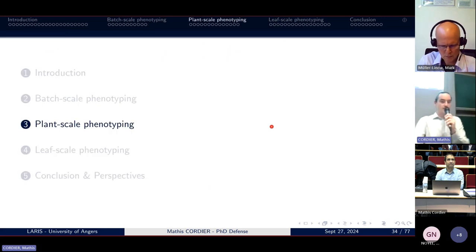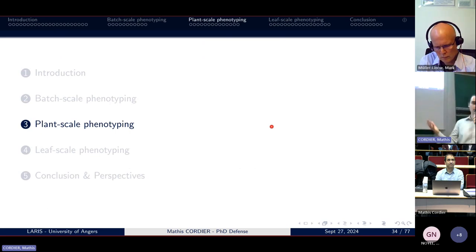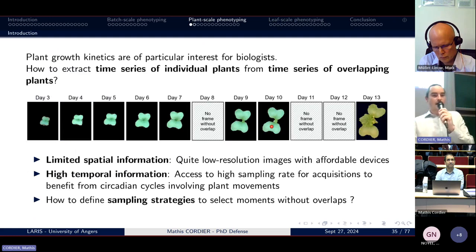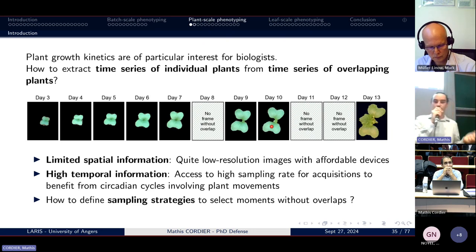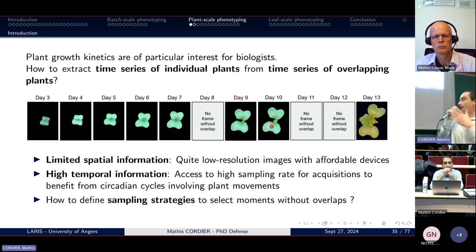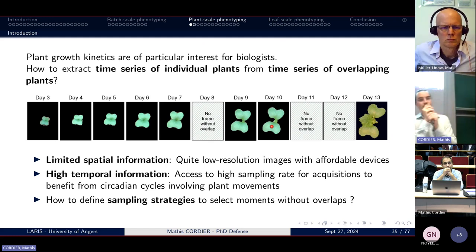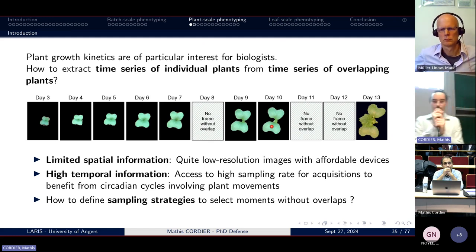So, as we said previously, sometimes we also go to finer scales, like the plant-only scale. And plant scale is very important because plant growth kinetics are of particular interest for biologists. And in this section, we will ask the question of how to extract time series of individual plants from time series of overlapping plants. And in our context, we have limited spatial resolution because we have quite low resolution images with the affordable devices that we used. But we can easily access high temporal information by using a high sampling rate for acquisitions and benefit from the circadian cycles involving the plant movement.